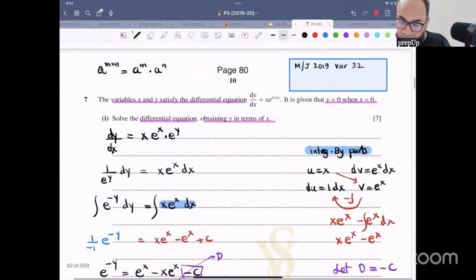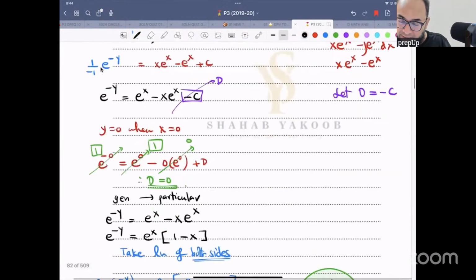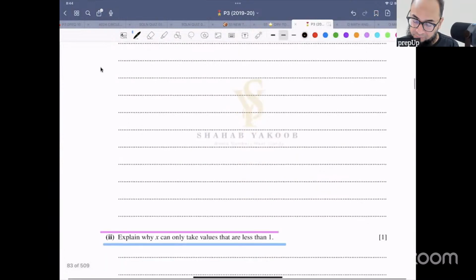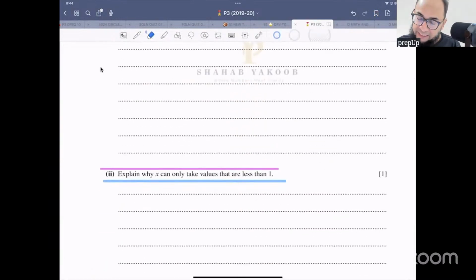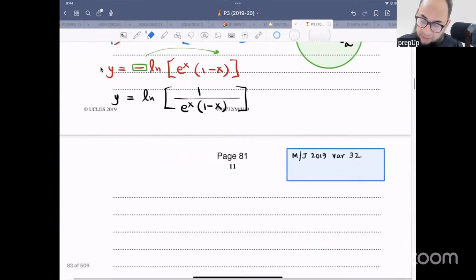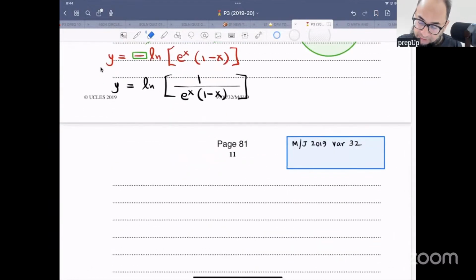What else are they asking? Obtaining y in terms of x. So the 7 marks are obtained over here. Now it says explain why x can only take values that are less than 1. Now focus on this. ln, let me focus on this thing. Let me draw a box over here.